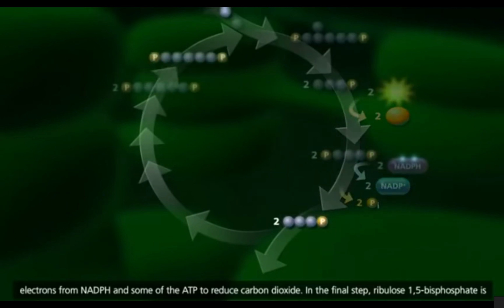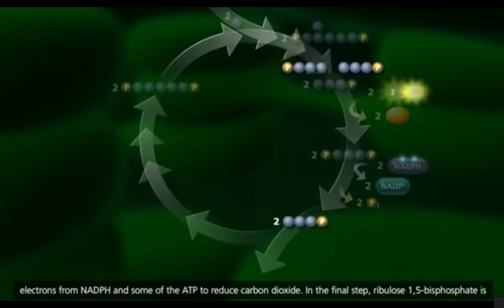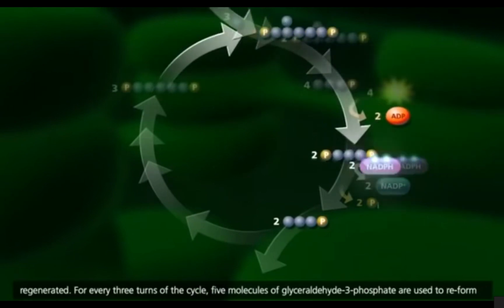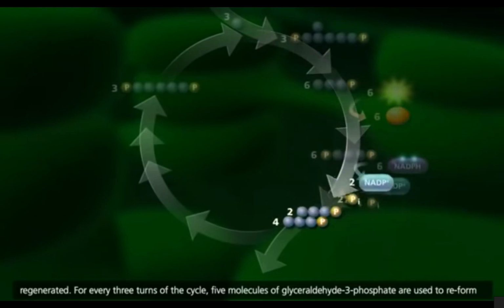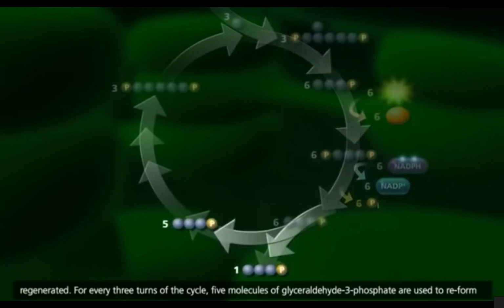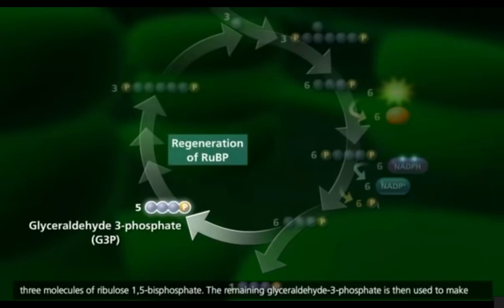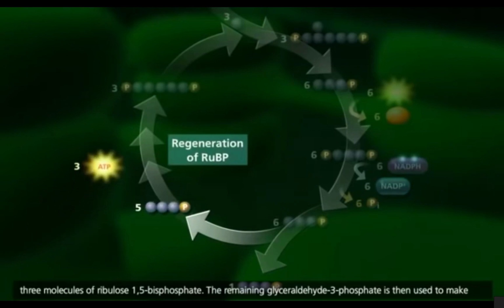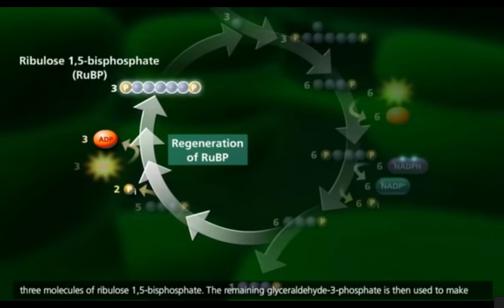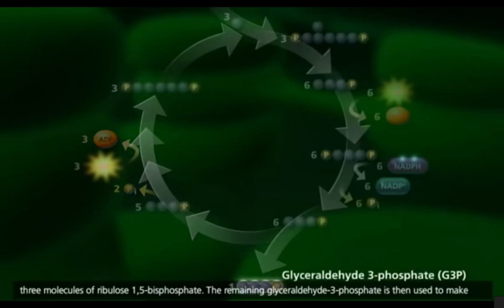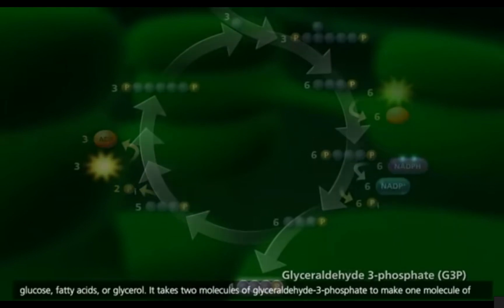In the final step, ribulose 1,5-bisphosphate is regenerated. For every 3 turns of the cycle, 5 molecules of glyceraldehyde 3-phosphate are used to reform 3 molecules of ribulose 1,5-bisphosphate. The remaining glyceraldehyde 3-phosphate is then used to make glucose, fatty acids, or glycerol.